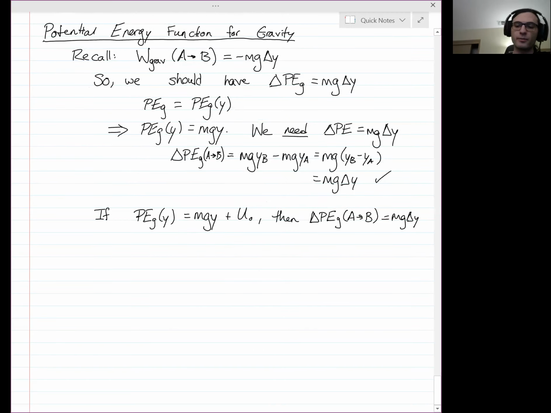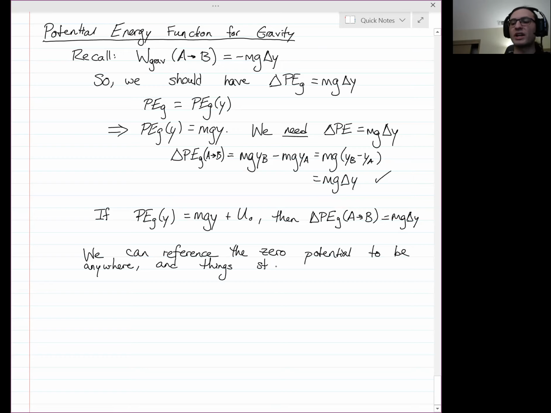So what's the takeaway here? The takeaway is that we can reference the zero potential energy to be anywhere, and things still work out. I'll explain this in a second. When I say things still work out, what I mean is that the potential energy still agrees with the work done, and that's all we care about. What that implies is that it's safe to always add a constant to your potential energy function.